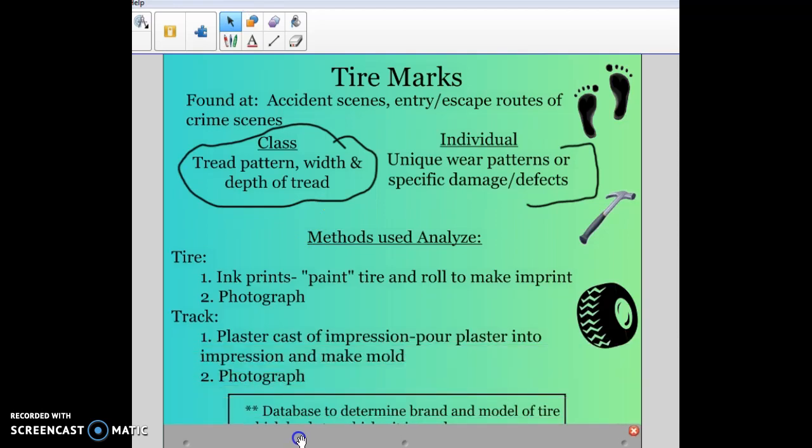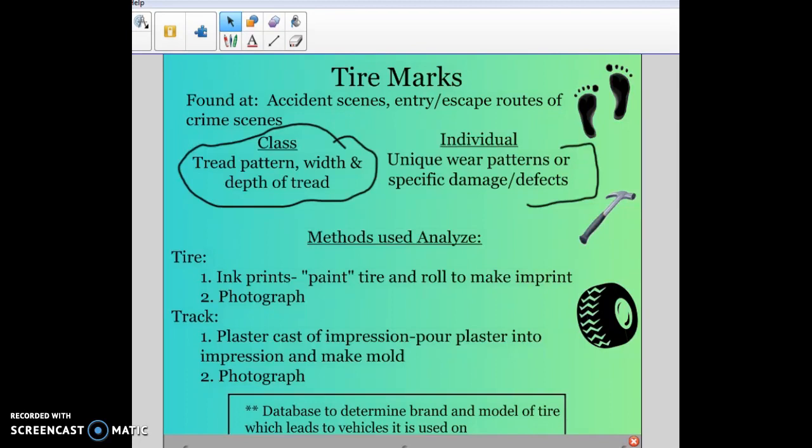There's two different ways that they can kind of try to analyze them. The tire itself, they can do what's called an ink print. So they basically take a paint roller, like what you would roll paint on your walls with, and they'll roll it over the tire with ink, and then they'll roll the tire over white paper, and then they'll photograph it, and they'll compare those to what they found at their crime scene.